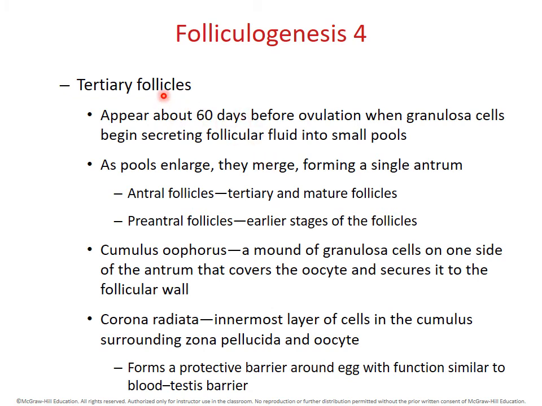And so once again, what happens here is the antrum forms and begins to fill with fluid. The egg starts to project. The oocyte, which again is still a primary oocyte, projects into the antrum, and eventually we end up with the mature follicle with the C-shaped antrum and the oocyte projecting into the center of it.